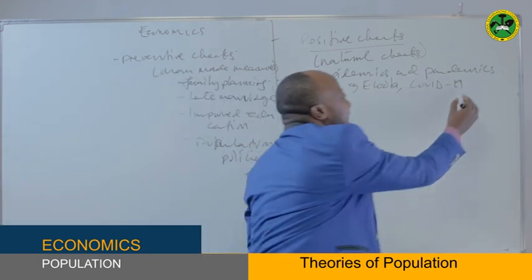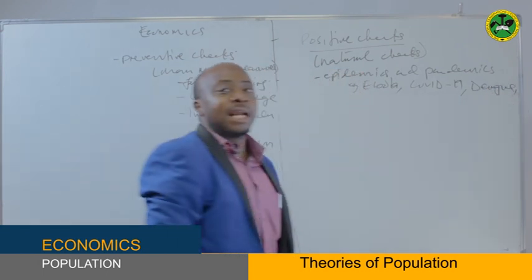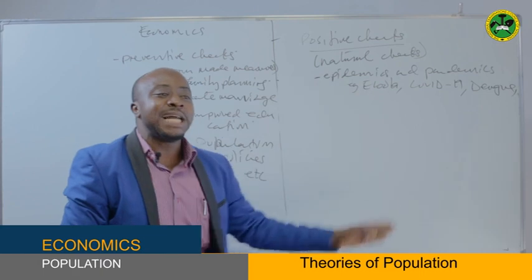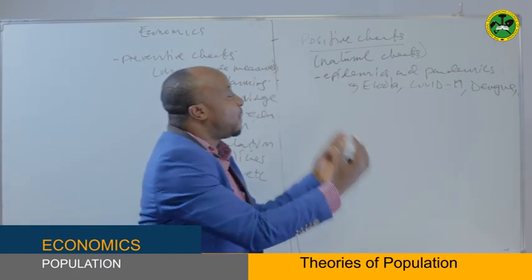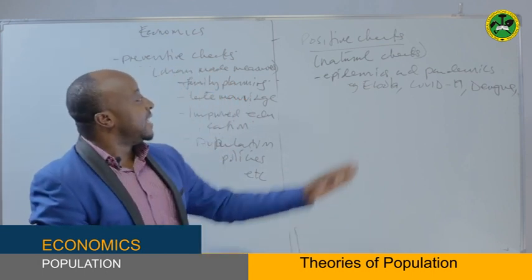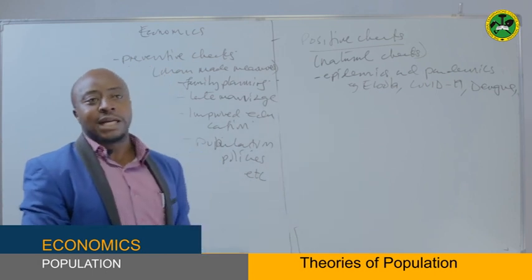We had in Tanzania another disease, very common, dengue, which also killed a number of people. These are diseases which are just happening. They are coming. They are trying to balance the population by increasing death. These we call epidemics and pandemics, plus many other diseases you can see.